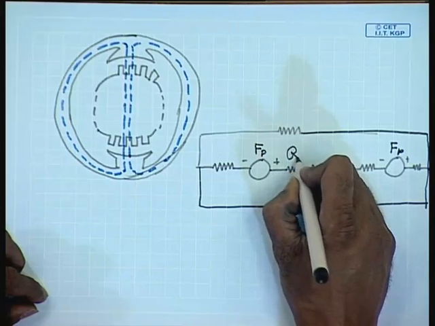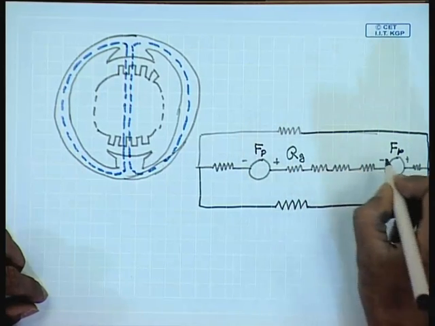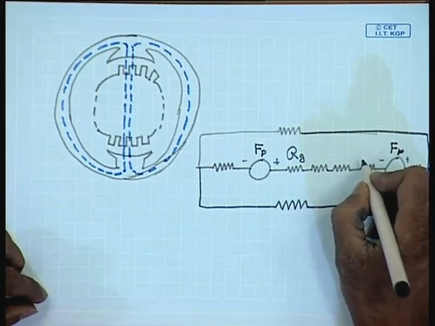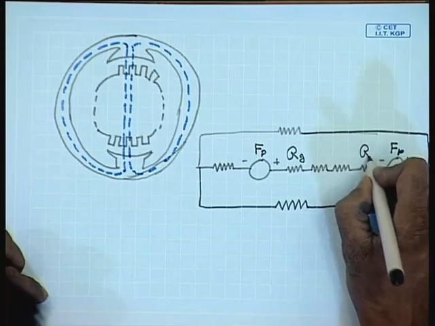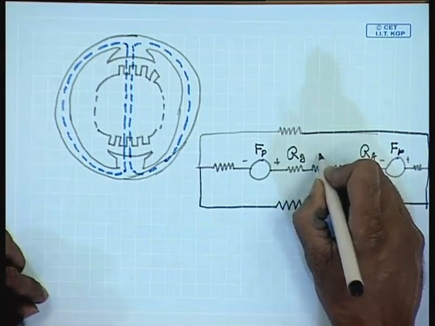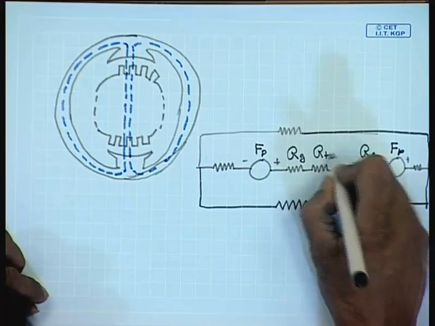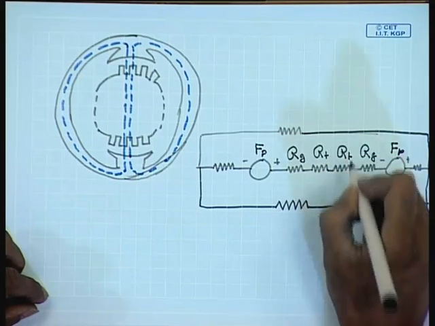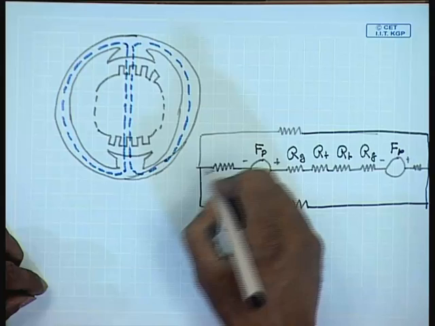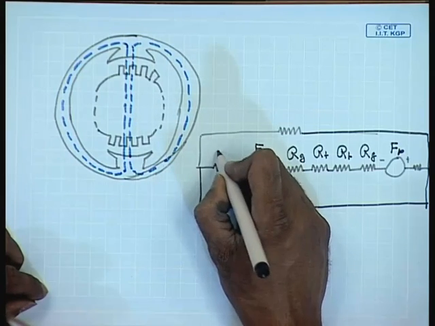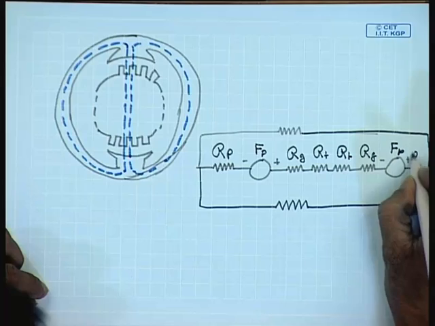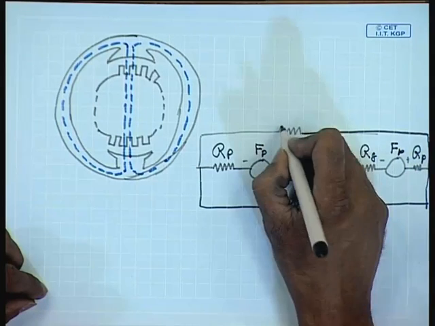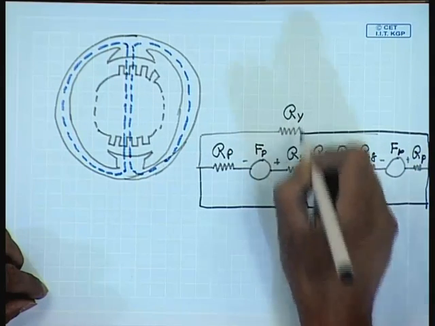This is the reluctance of the first air gap. This is the reluctance of the second air gap. These are the reluctance of the armature teeth. This is the reluctance of the pole body, and these are the reluctance of the stator core.